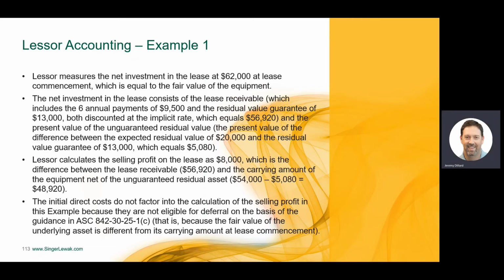So the lessor expects to get $56,920 in consideration from the lessee and also expects that $48,920 of value will be consumed during the lease. So there's actually a profit on the lease of $8,000. That's the difference between the value derived from the lease and the value consumed during the lease. Lastly, the initial direct costs don't factor into the profit calculation because the fair value of the equipment is different than its carrying amount. So those costs are expensed at lease inception.